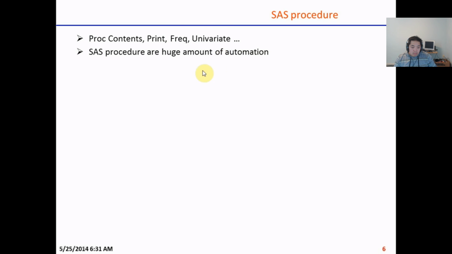which actually give you a lot of output. What you need to understand is that the SAS procedures in themselves are a huge amount of automation. They produce a lot of statistics.